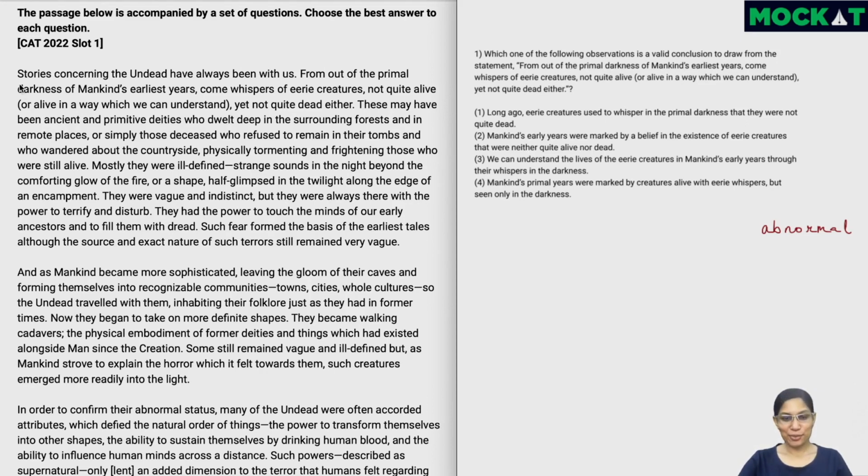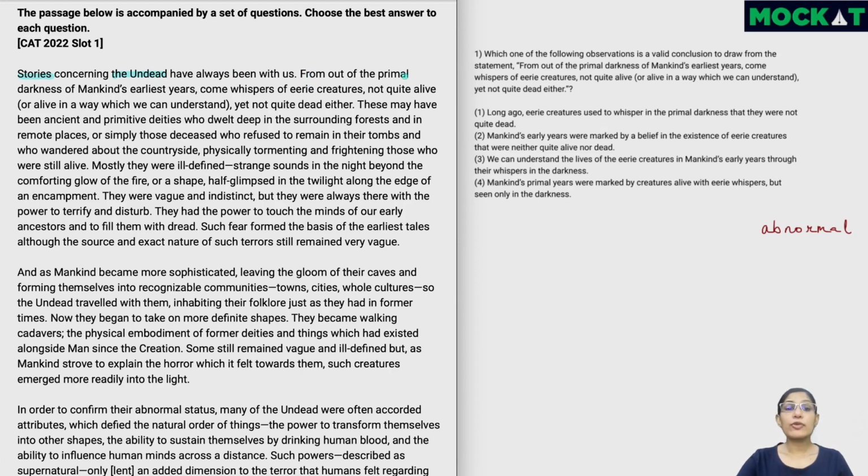So now let's start with the passage itself. The context of the passage starts becoming clear from the first sentence itself. Stories concerning the undead. So these are stories and these are about the undead. They have always been with us. Here the author is not saying that the undead have always been with us. The author is saying stories about the undead have been with us. So we don't know whether the author believes in the undead or not. Let's understand a little bit more about this.